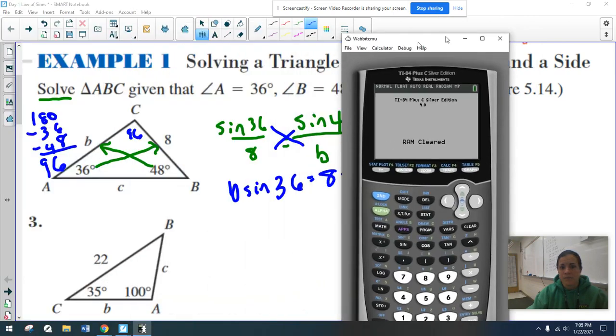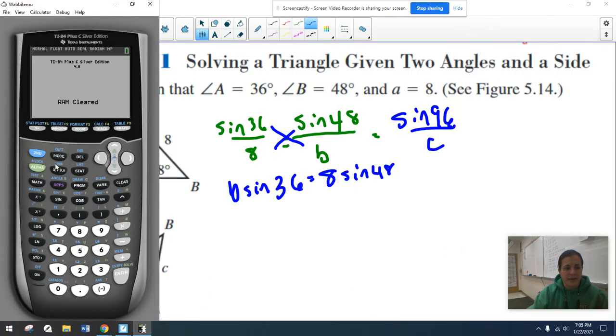Okay, there we go. So if I do that in my calculator, I got to change my mode. It looks like it was reset. So make sure you always are in degree mode for any kind of trig stuff. So I'm going to do 8 times the sine of 48. And then to get b alone, you're going to have to divide by the sine of 36. So that's going to give me little b.